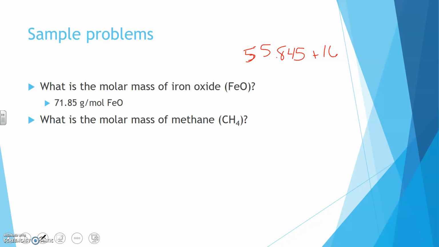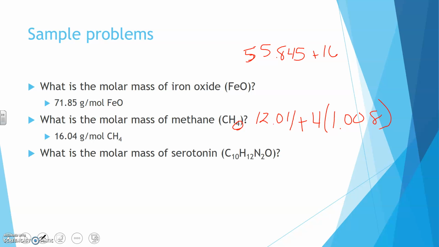What is the molar mass of methane? Alright, so we've got carbon. If you look up carbon on the periodic table, its molar mass is 12.011, plus you have 4 hydrogens, so 4 times 1.008. So 12.011 plus 4 times 1.008 gives you 16.04 grams per mole, the molar mass of methane, CH4.